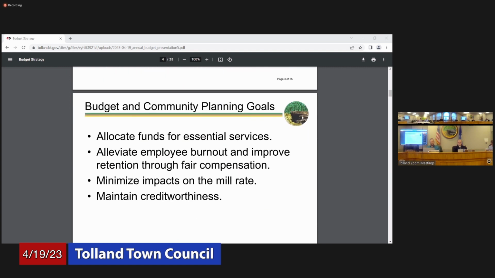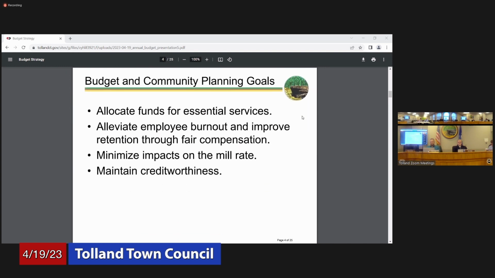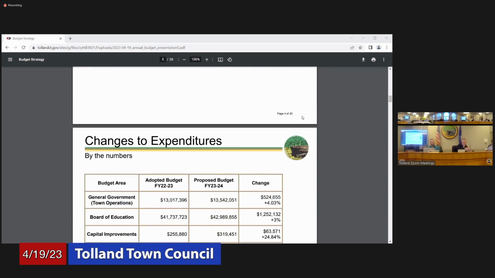Going to the next slide. Our planning and community budget goals were to allocate funds for essential services, alleviate employee burnout and improve retention through fair compensation, minimizing impacts on the mill rate, and maintaining the town's credit worthiness.